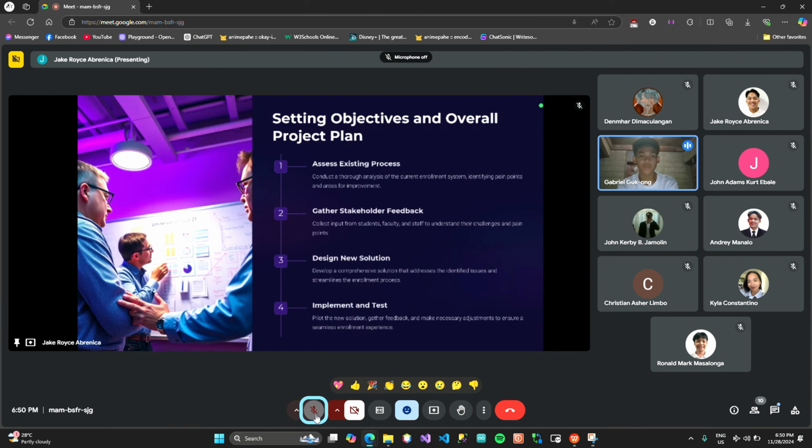Setting objectives and overall project plan. Our goal is clear: to identify the root causes of these issues and develop effective solutions that enhance the efficiency and effectiveness of the enrollment process. By conducting a comprehensive analysis, we aim to uncover the underlying factors contributing to these challenges.